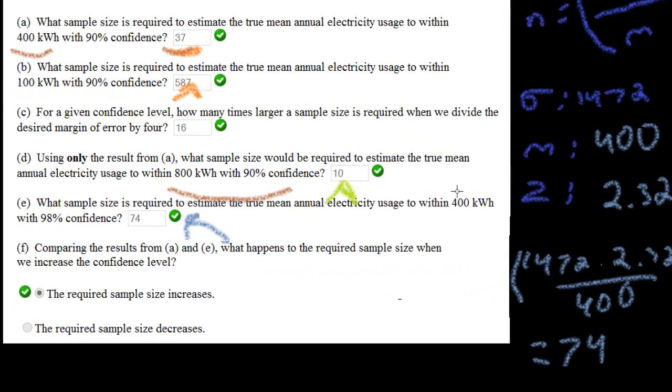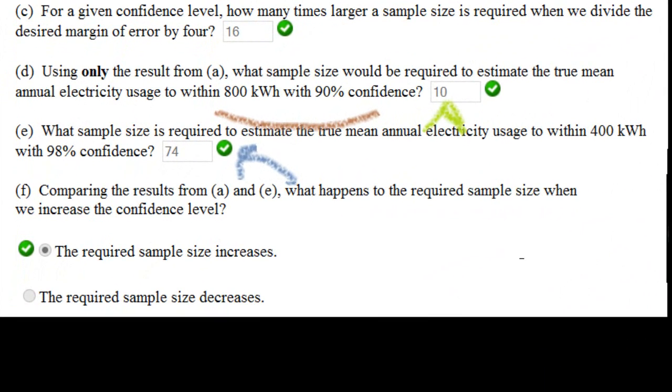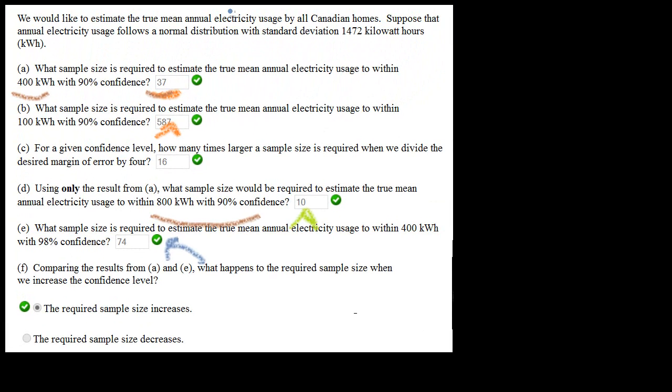Now, time for the last question. Comparing the results from question A and question E, what happens to the required sample size when we increase the confidence level? Well, in question A, we got a sample size of 37. We had a confidence level of 90%. And in question E, we had a confidence level of 98%, but the required sample size was 74. Therefore, the sample size increased.